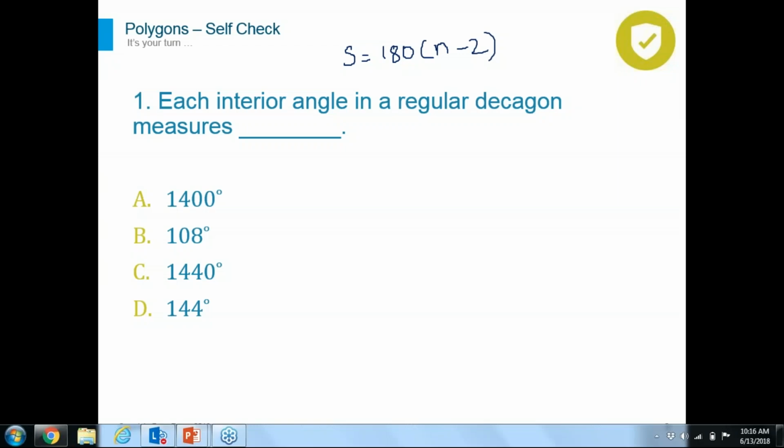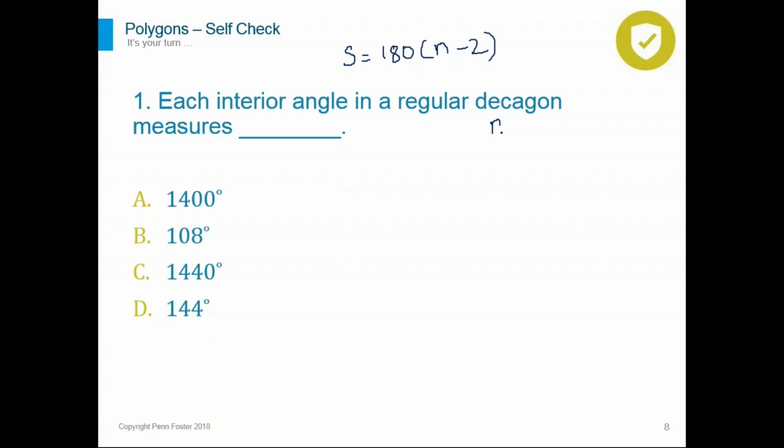So to be able to find the interior angle measure for one angle inside a regular decagon, first I need to find the sum of the angles and then divide by n. And since it's a decagon, I know that n equals 10, even though there is no figure provided. But from the name of the polygon, I was able to determine n. So S equals 180 times 10 minus 2, which is 180 times 8. So 8 times 180 will give you 1,440 degrees. That's the sum.